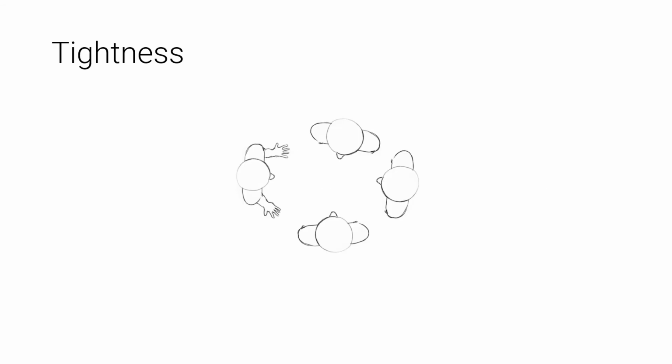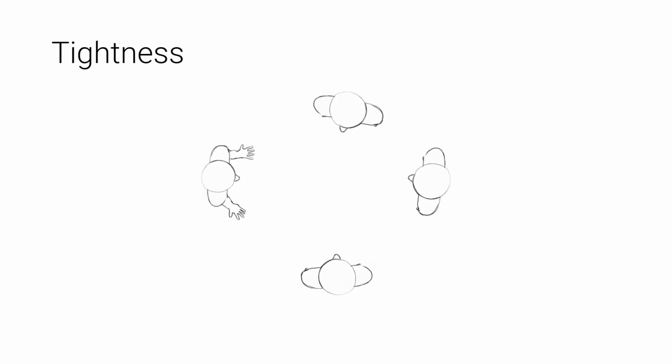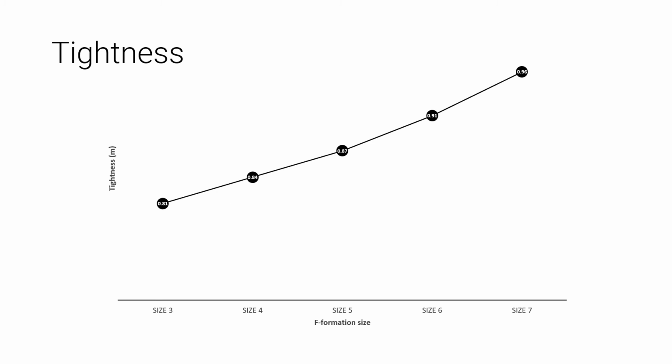We define tightness as the average Euclidean distance between group members and the center of the conversational group. We observe that the tightness of a conversational group decreases as the size of group increases.